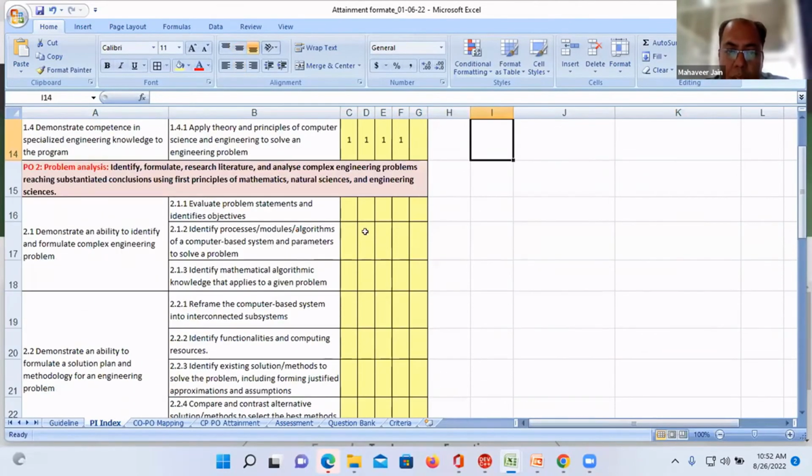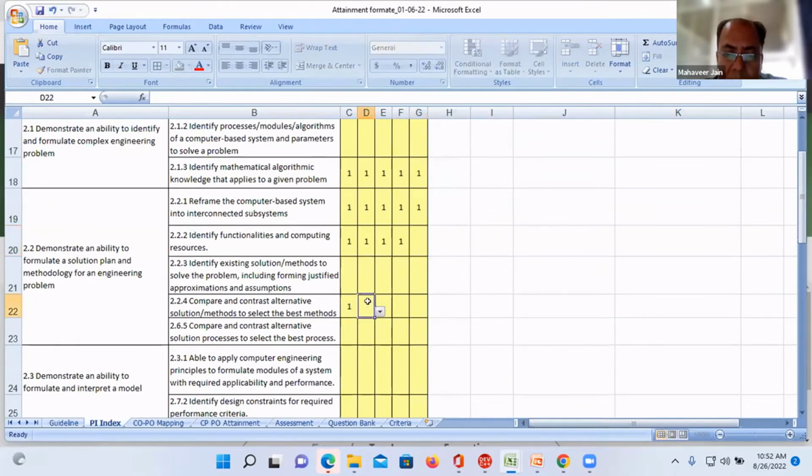This is my PO1. In case of PO2, PO2 is divided into 14 performance indicators. So whenever there is a match with your CO, you can write the 1. I am just abruptly putting the 1. Otherwise, this process is by reading. Every time you need to read your CO statement and your performance indicators. After that, you can decide whether it is mapped or not.